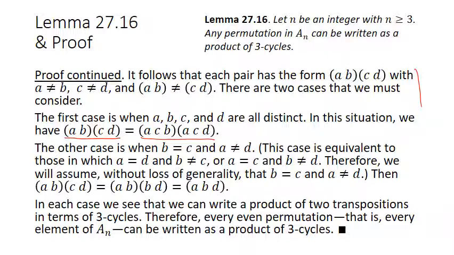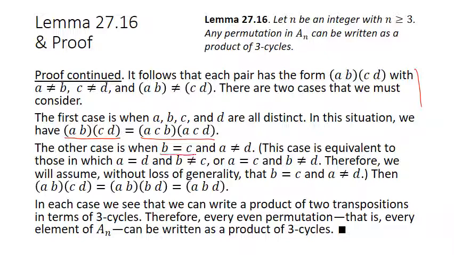Okay, so the other case is when A, B, C, and D are not all distinct. So if they're not all distinct, then one of A or B must equal one of C or D, and it doesn't matter which one you think it is, because we already don't know what A, B, C, and D actually are. So we're just going to pick one letter from each transposition and say that they're equal. So that's what they're explaining in this paragraph here.